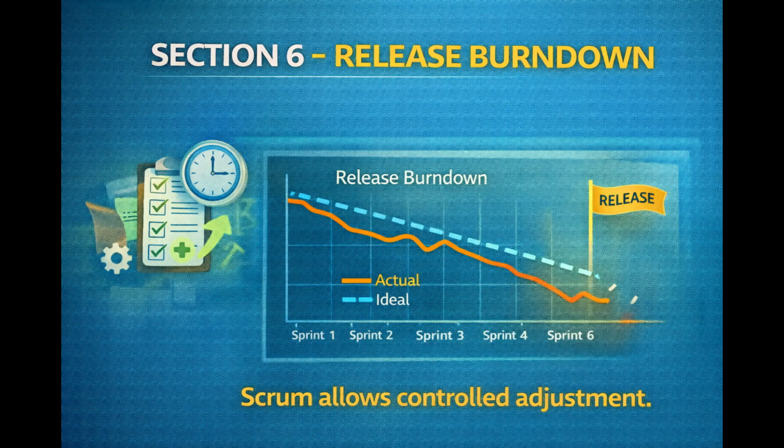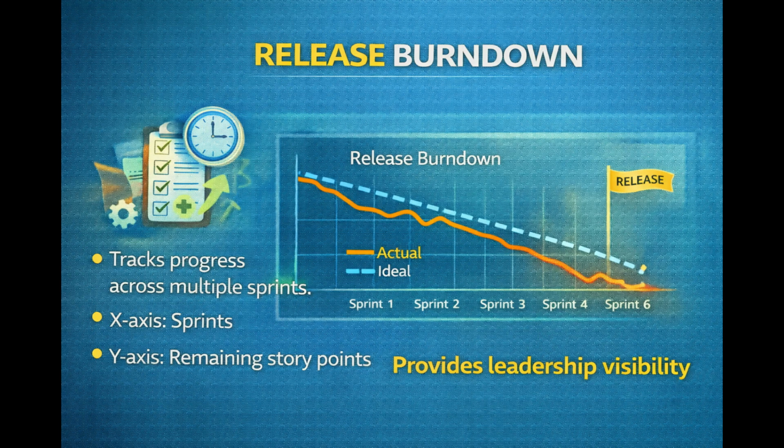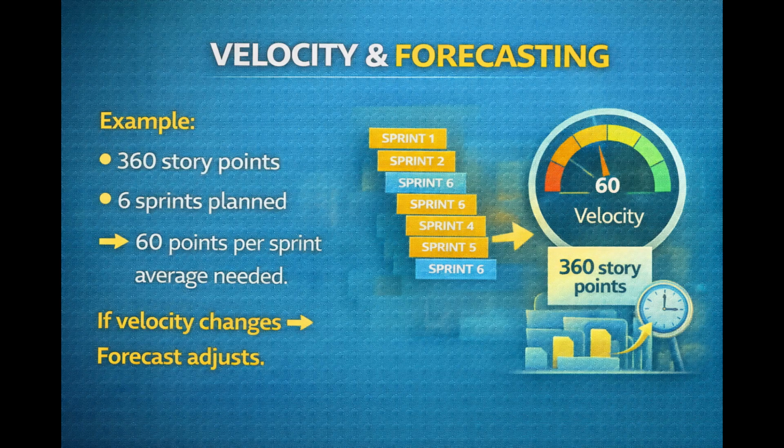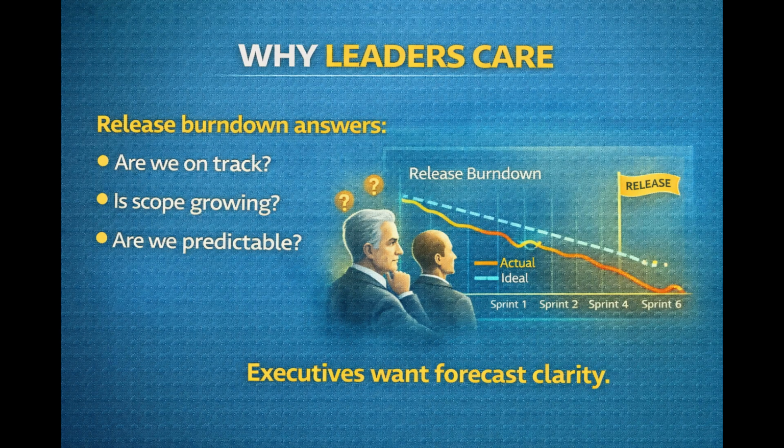Section 6. Release Burndown. While sprint burndown tracks short-term progress, release burndown tracks long-term delivery. It shows progress across multiple sprints. If the project started with 360 story points and 6 sprints were planned, the team needs to average 60 per sprint. If velocity changes, forecast adjusts. If scope grows, the line moves upward. This gives leadership clarity.